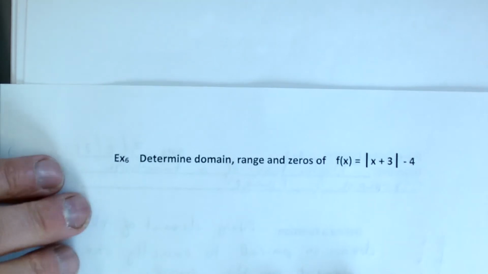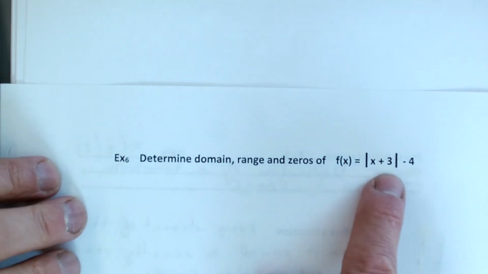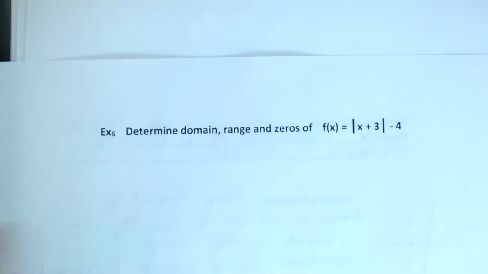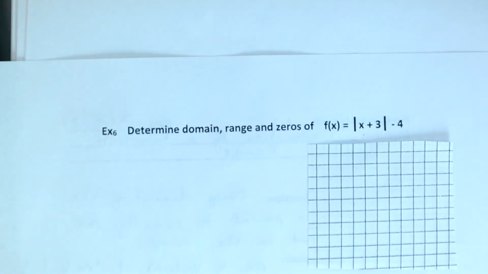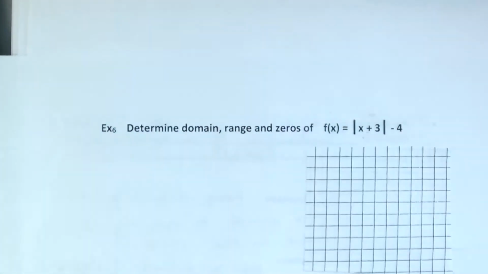Example 6. Determine the domain, range, and zeros. Now, I don't know if you guys remember the absolute value graphs. It's been a while, but let's see if we can do an absolute value graph. It's been a while since we've seen these. Hold on. Let me get a piece of graph paper out. Tape that down for a second. It's been a while since we've seen absolute value graphs.